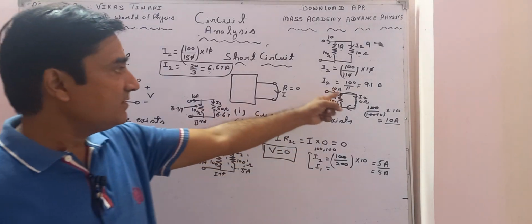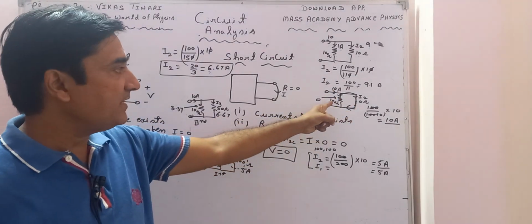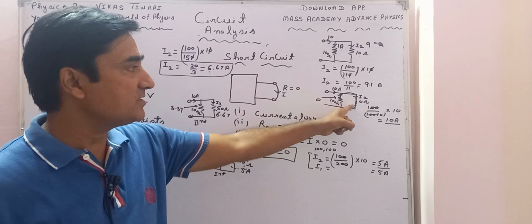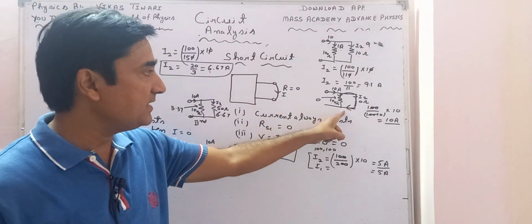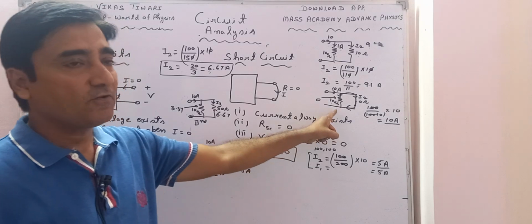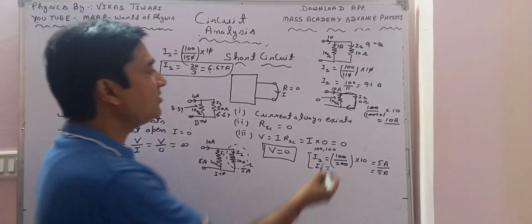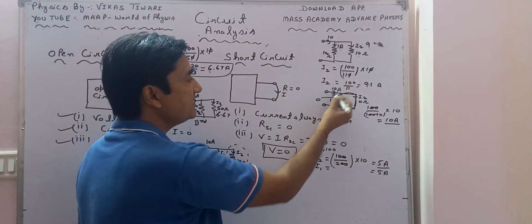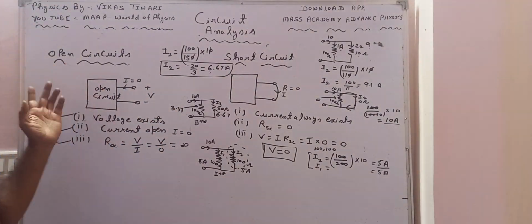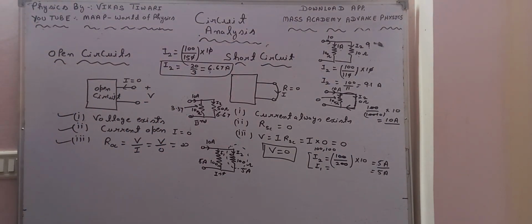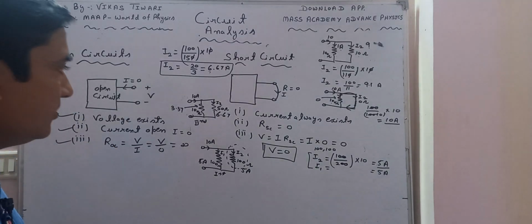Okay, so this is the short circuit. Whenever the resistance has been short circuited, the total current flows through the shortest path. The current will flow through this particular resistance, and none of the current will flow through here. This is called bypassing of the current. So this is all about the concept of open circuit and short circuits.